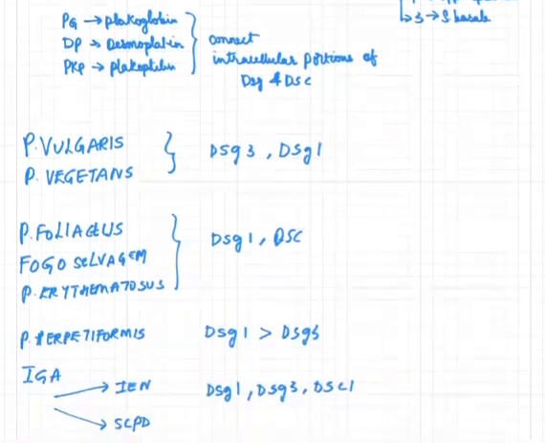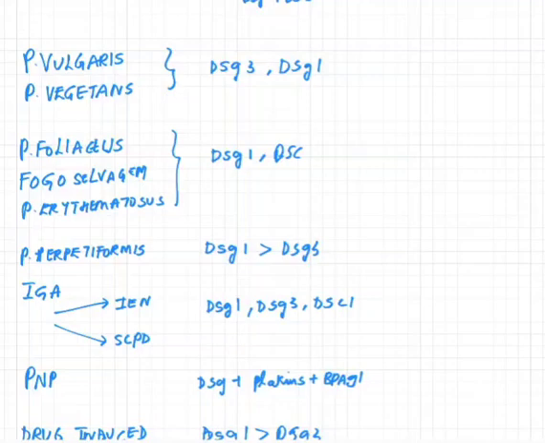So coming to the various proteins that are targeted in various types of pemphigus. In pemphigus vulgaris and pemphigus vegetans, desmoglein 3 is more commonly affected, but desmoglein 1 is also affected. And in pemphigus foliaceus, as well as the endemic pemphigus foliaceus, that is Fogo selvagem, and pemphigus erythematosus, desmoglein 1 as well as the desmocollin are affected. Then in pemphigus herpetiformis, desmoglein 1 is affected more than desmoglein 3, whereas in vulgaris and vegetans, both are affected.